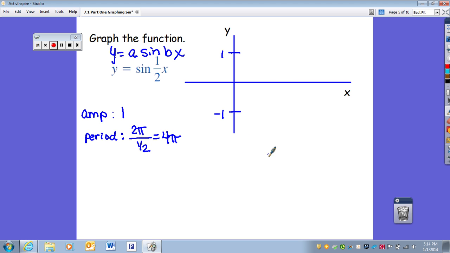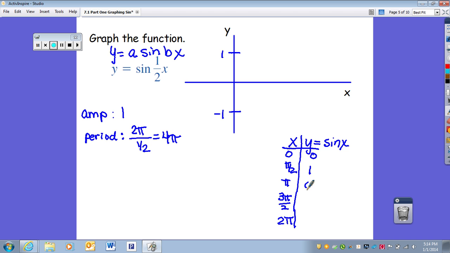So let's take a look again at the table for our basic sine function. We have our x, and then y equals sine of x. Again, we'll use radians. So we have 0, pi over 2, pi, 3 pi over 2, and then 2 pi. Now with the sine function, if you remember, we started at 0, and then we went up to 1, 0, negative 1, back to 0.